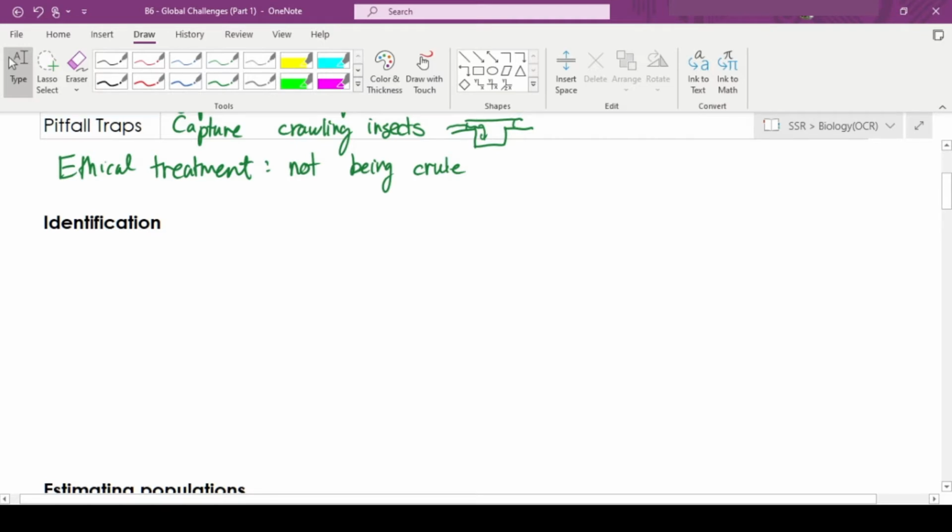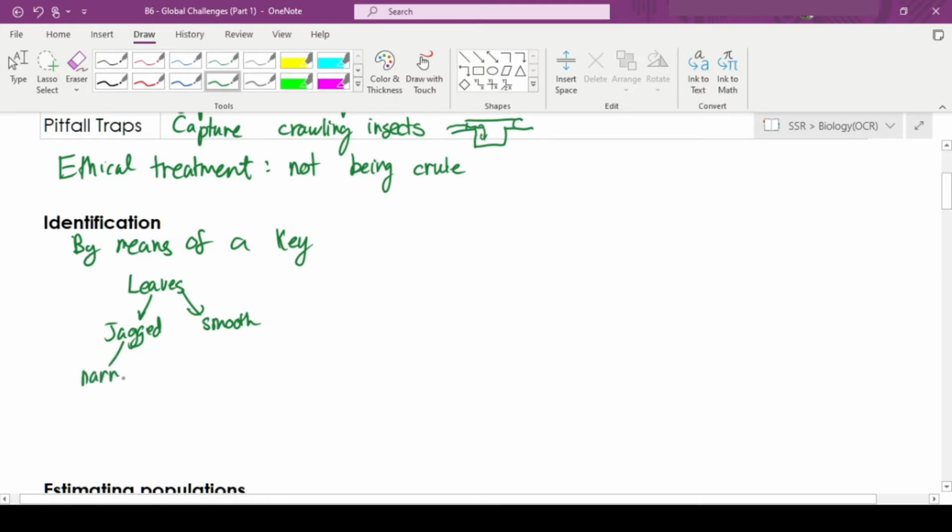Once you've captured these individuals, you need to be able to identify them. And this also applies to plants as well. It's usually done by means of a key. What you'll have is a series of branches or choices. For example, start with leaves, and you might have jagged leaves or smooth leaves. And then under jagged leaves, you might have some that are narrow, and you might have others that are wide. And then that narrow one will lead you to identify it as organism 1, and the wide ones will lead you to identify it as organism number 2, and it'd be the same underneath the smooth leaves.